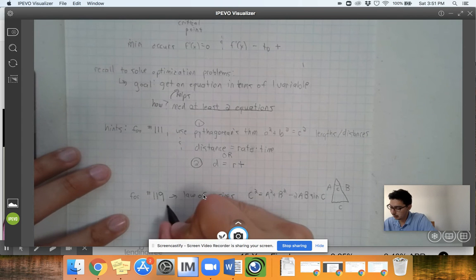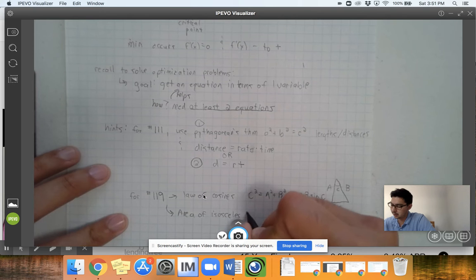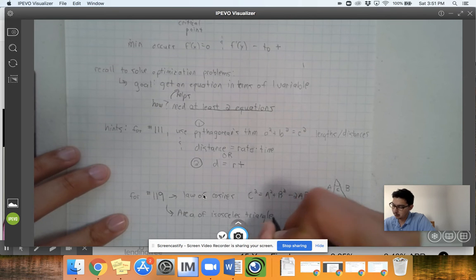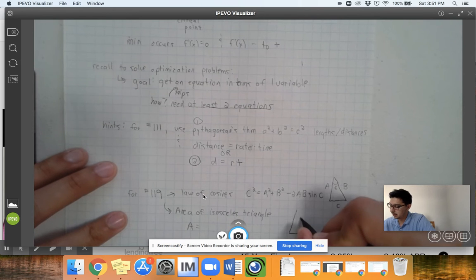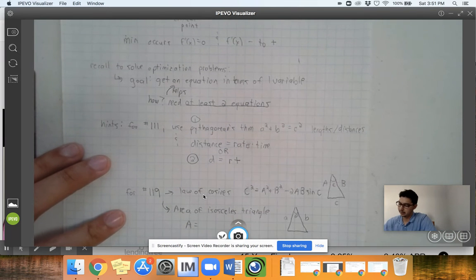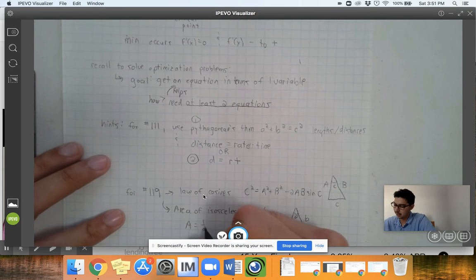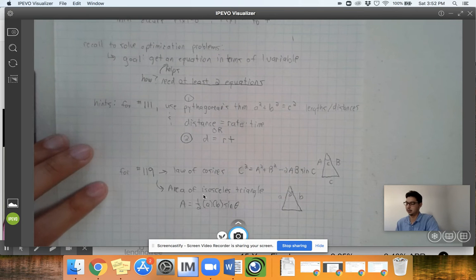The other one you're going to need to use is this equation here, which I don't know if you've seen before, the area of an isosceles triangle. Say you have an isosceles triangle that looks like this, where the sides are A and B, and we'll call this angle theta. The area is 1/2 times A times B times sine of theta. And those are the two formulas you're going to use for 119.